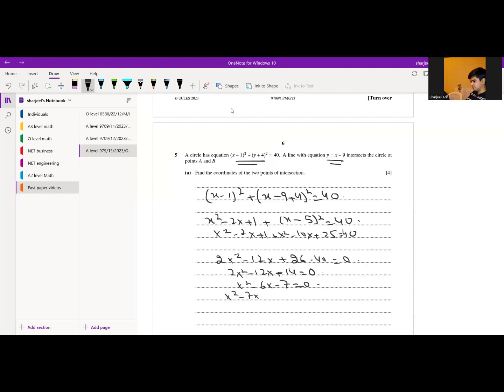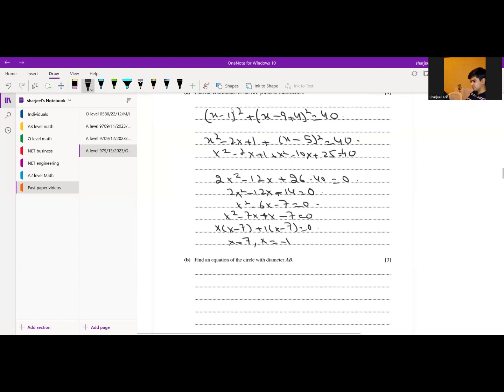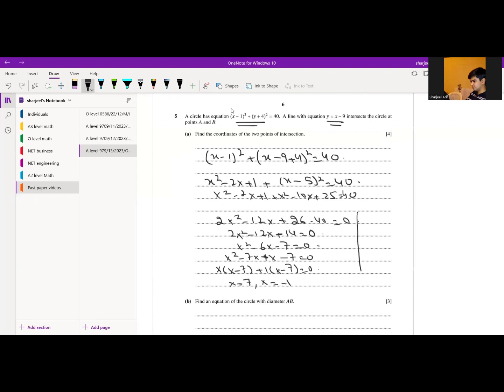We will make factors of it. So the two values will be x equals 7 and x equals minus 1. You can substitute it in the equation of the line. So we will get y equals 7 minus 9, y equals minus 2. And y equals minus 1 minus 9, y equals minus 10. So the two coordinates are for A, this will be 7 and minus 2. And for B, it's minus 1 and minus 10. These are the two answers.